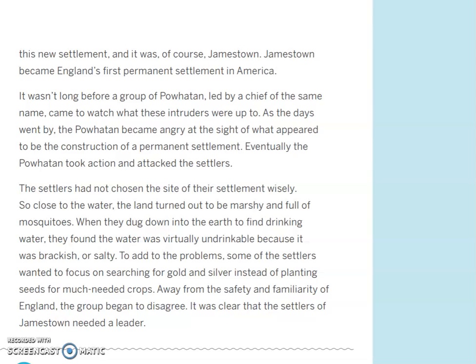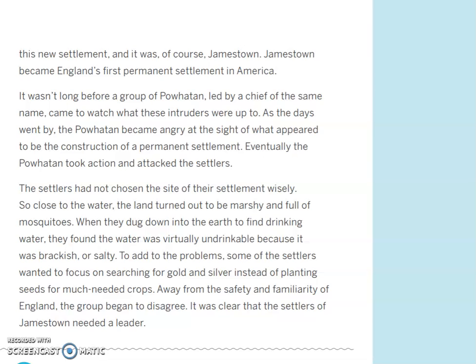It wasn't long before a group of Powhatan, led by a chief of the same name, came to watch what these intruders were up to. As the days went by, the Powhatan became angry at the sight of what appeared to be the construction of a permanent settlement. Eventually, the Powhatan took action and attacked the settlers.